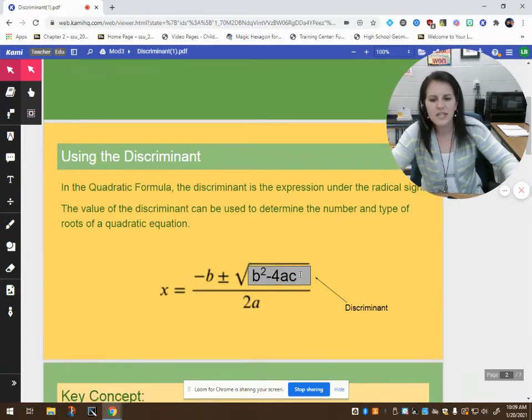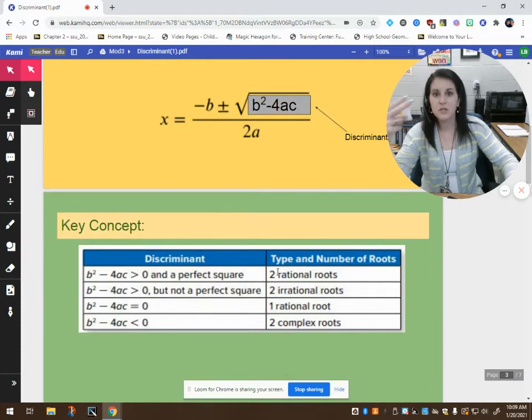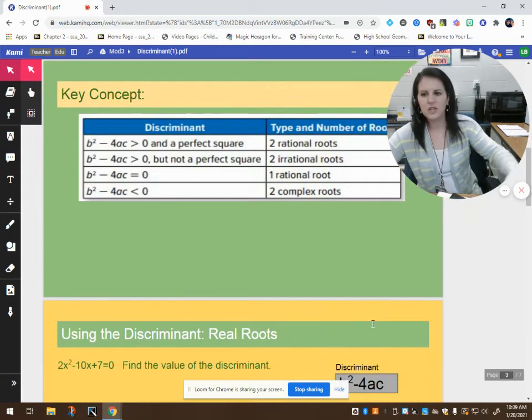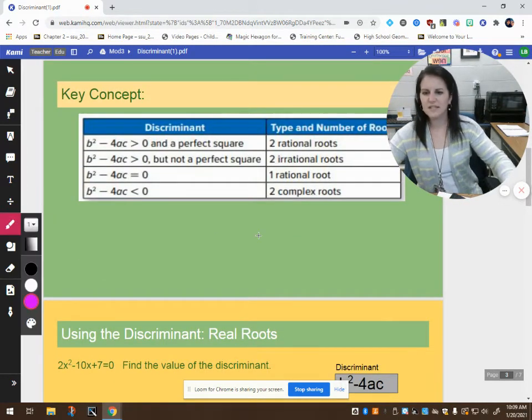So the discriminant tells me if there's going to be 2 roots, 1 root, no roots, if they're going to be rational, if they're going to be irrational, or when I say no roots, what I really mean is complex roots. And I want you to think about what this means graphically.